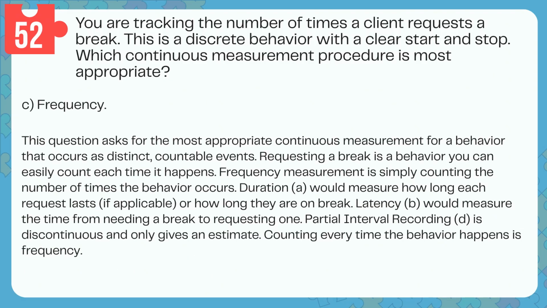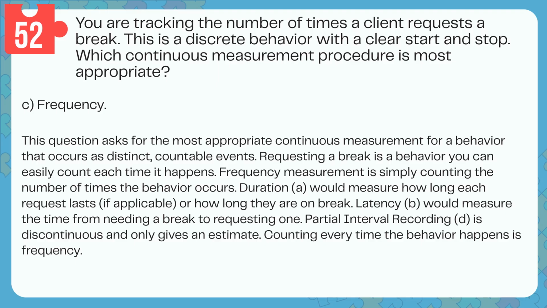Answer C. Frequency. Explanation. This question asks for the most appropriate continuous measurement for a behavior that occurs as distinct, countable events. Requesting a break is a behavior you can easily count each time it happens. Frequency measurement is simply counting the number of times the behavior occurs.